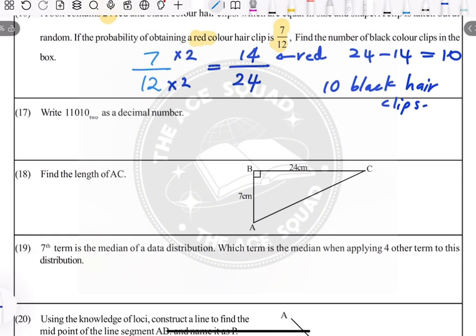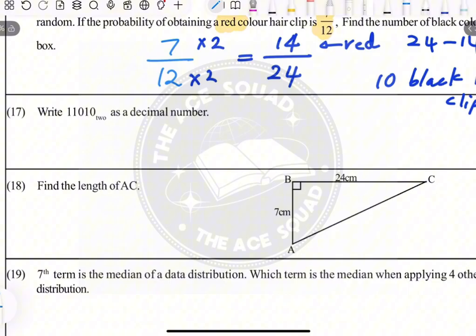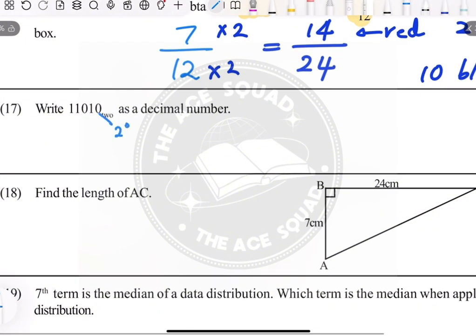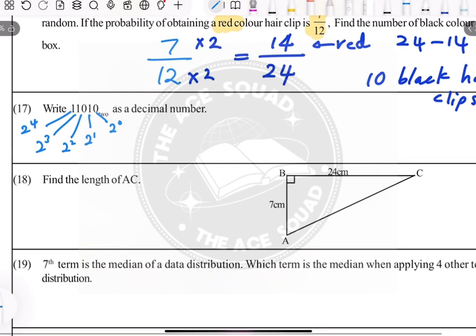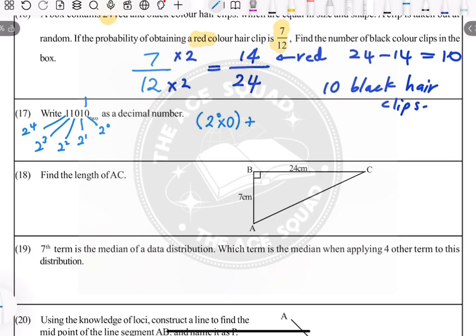Moving on, you have to write this binary number as a decimal number. So that's also very easy. How do you do it? You start with 2 to the power 0, 2 to the power 1, 2 to the power 2, 2 to the power 3, 2 to the power 4. And then 2 to the power 0 multiplied by the digit corresponding, which is 0. So I'm writing this completely so that you understand. Otherwise, you don't have to do it like this.